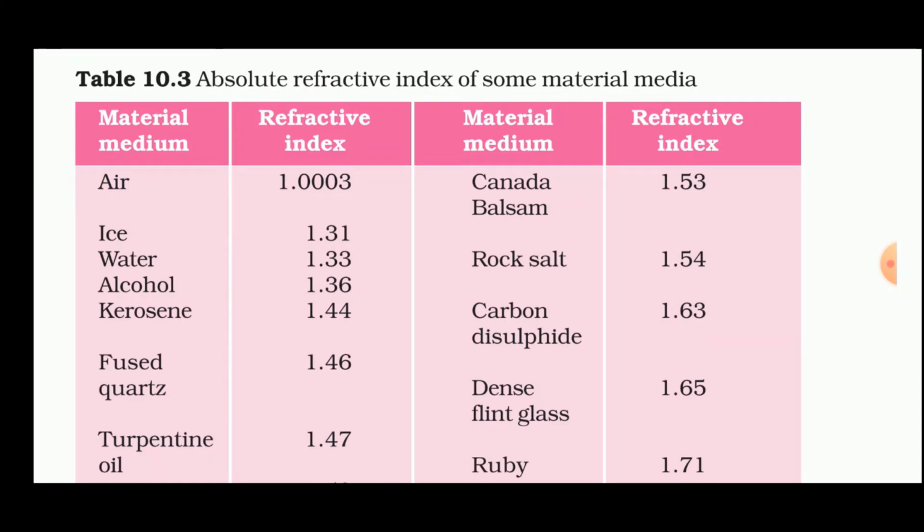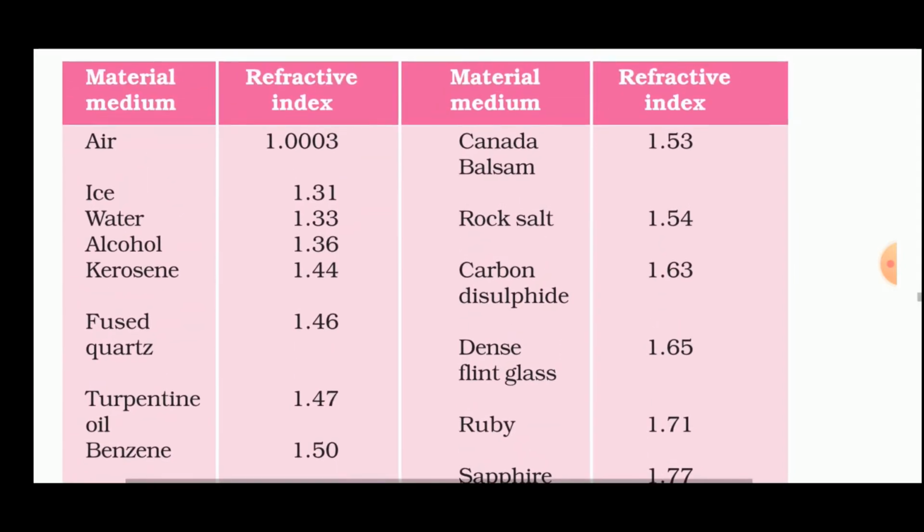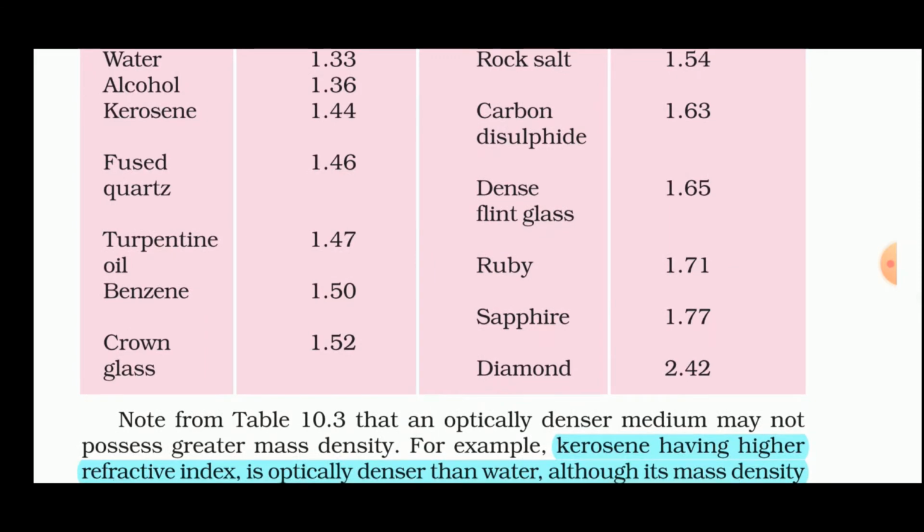This way, as you move down the table, the refractive index goes on increasing. For crown glass it is 1.52, Canada balsam glass 1.53, rock salt 1.54, and then slowly, when you come to the diamond, it has the highest refractive index, that is 2.42.